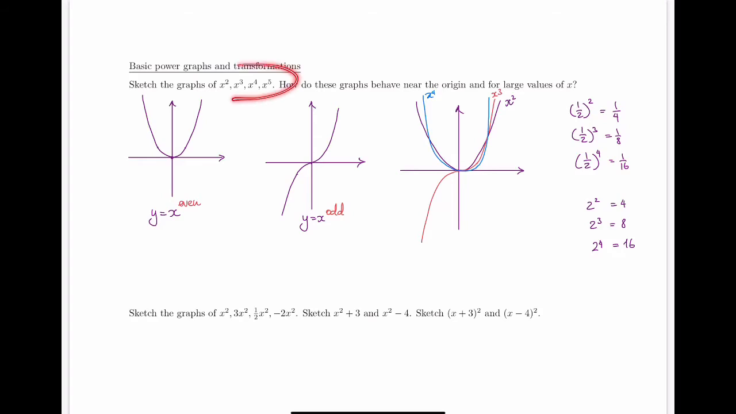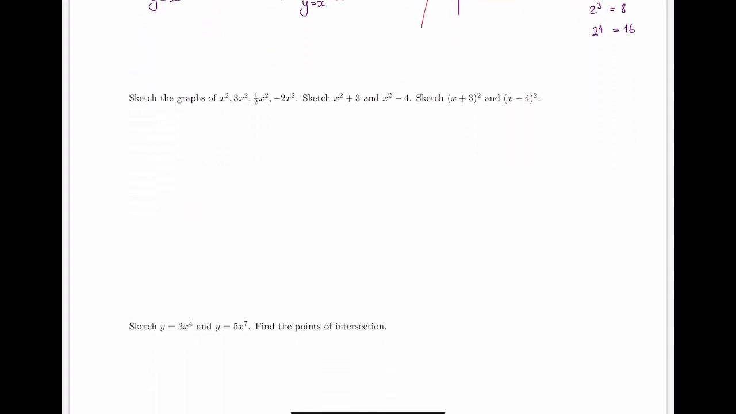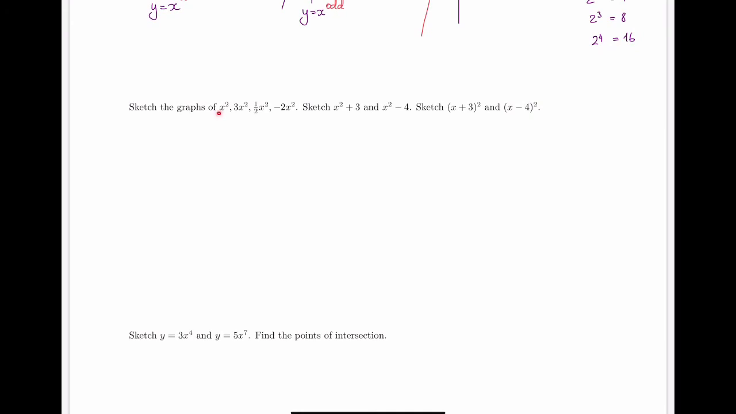Now these all had just x to some power. What about some kinds of transformations on these functions? So for example, here we just take x squared and change up the coefficient in front of it: 3, 1/2, minus 2. Once again, your previous calculus experience should suggest what these functions look like. But if you're struggling a little bit, plug in some numbers and you will see what kind of transformations these actually correspond to.